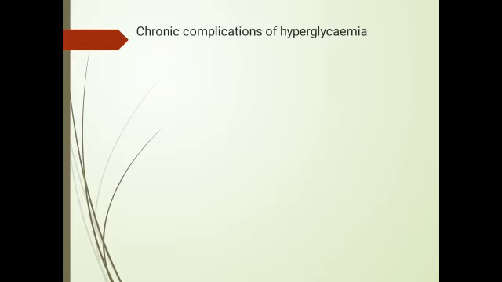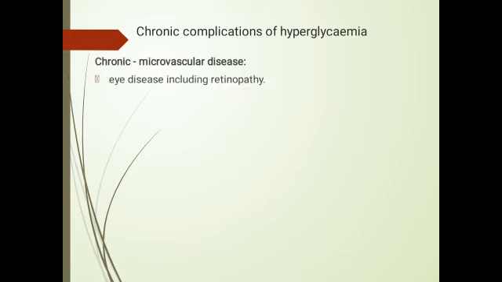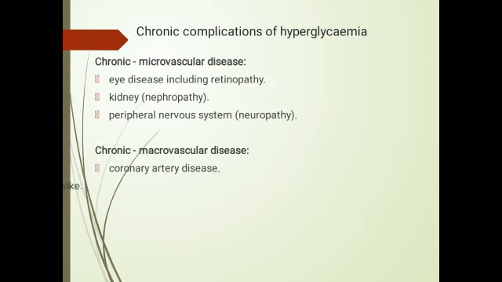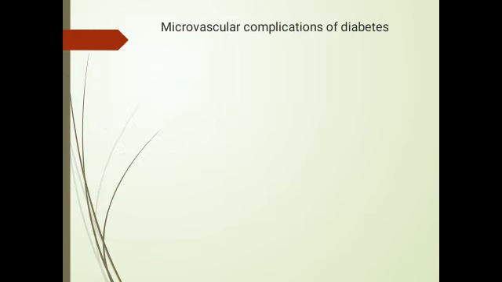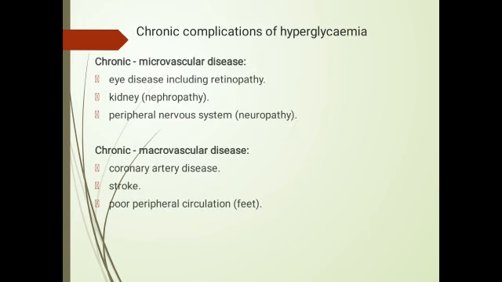So what are the chronic complications of hyperglycemia? You have microvascular complications and macrovascular complications. Microvascular complications include the eye disease, that is diabetic retinopathy, and the vessels supplying the kidney may be affected. It could result in nephropathy, or peripheral nerves resulting in diabetic neuropathy. So macrovascular complications means you have coronary artery disease, stroke, or poor peripheral circulation, especially in the lower limbs.